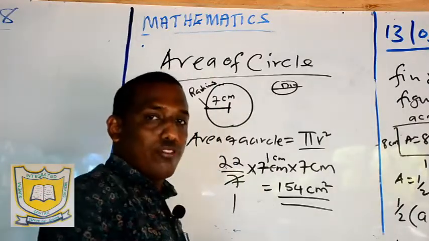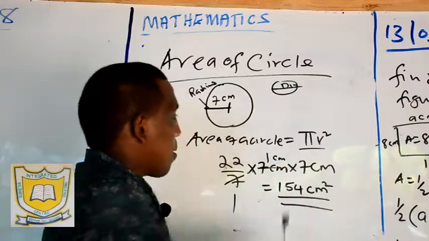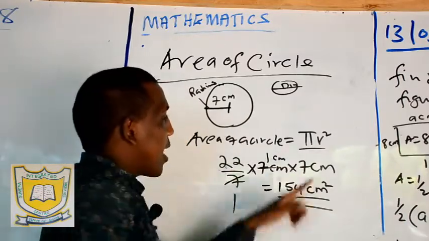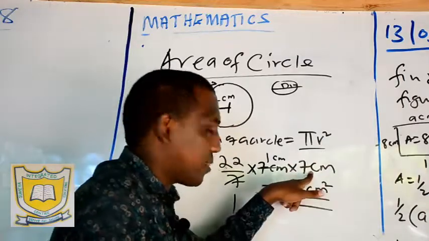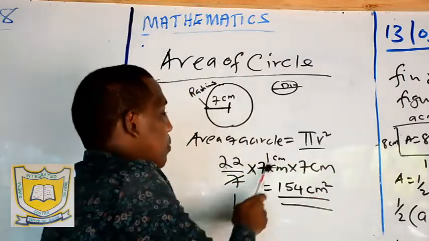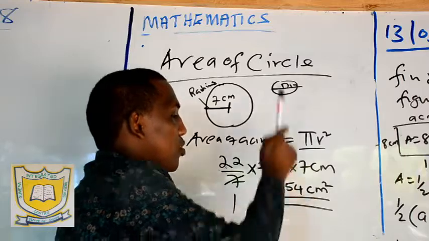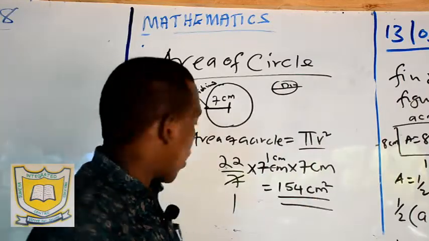Area of a circle, the formula is pi r squared. Pi is 22/7. r is the radius, the line is already radius. Squared times 7. 7 by 7, 1, 7 by 7, 1. 22 times 1 times 7, you get 154 centimeter squared.